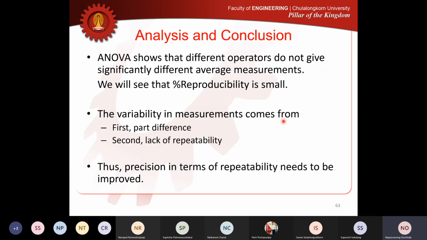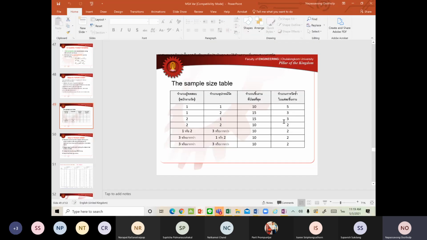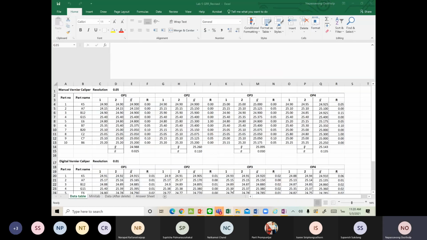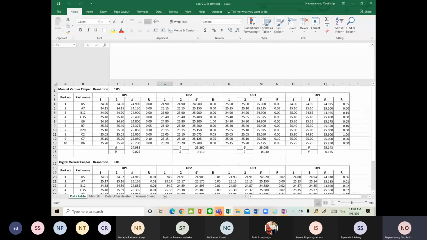So now we are done with the lecture part. Now let's start the workshop. Let's open up the Excel file from course view, lab number 5.